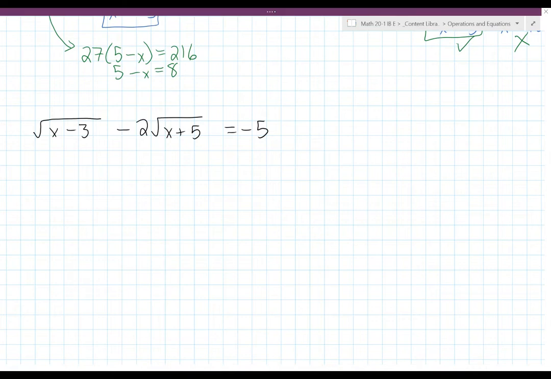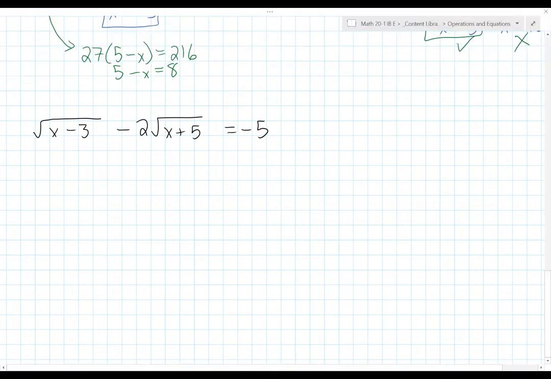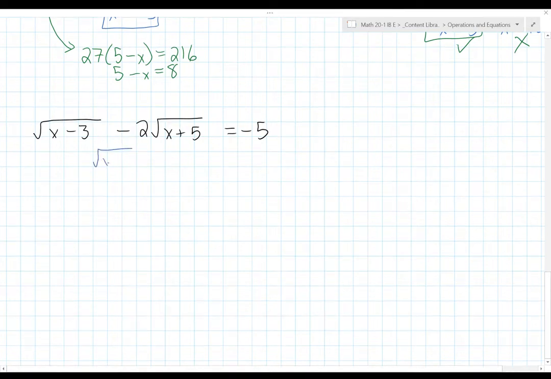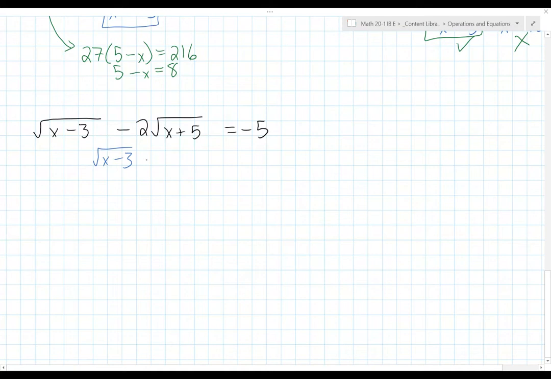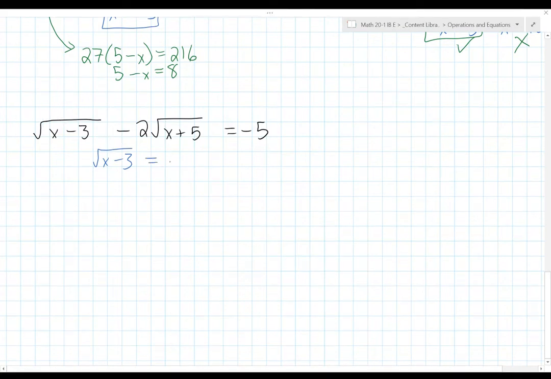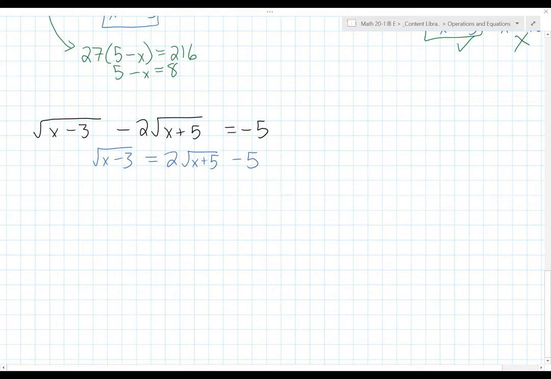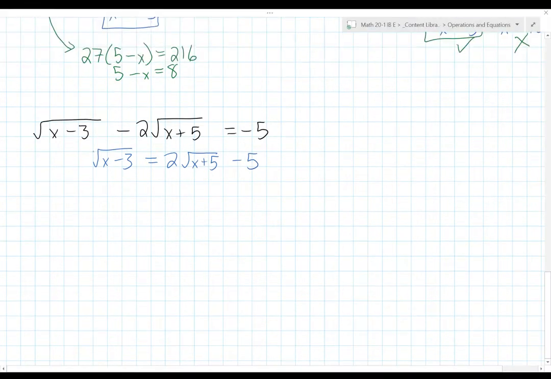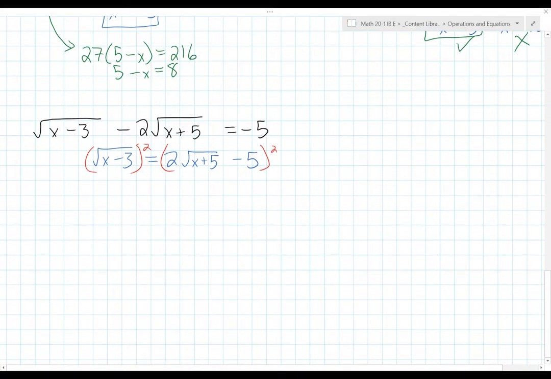So I can't really isolate the radicals to start, but what I'm going to do is isolate one of them. It doesn't matter which one. In this case, I'm going to isolate the square root of x minus 3, because that's going to give me a positive 2 root x plus 5 minus 5. Now that I've isolated one of them, I'm going to square. This isn't going to be enough in and of itself.